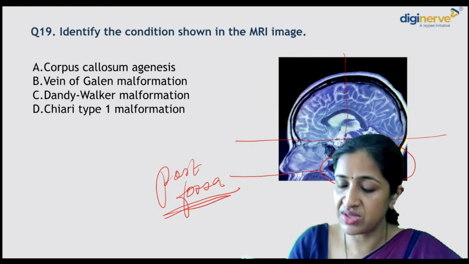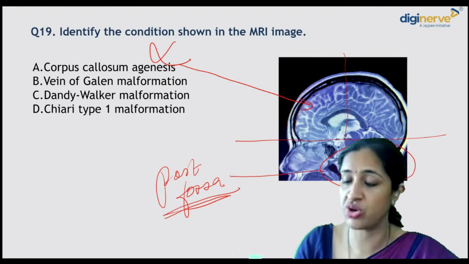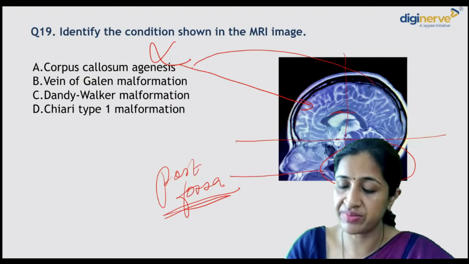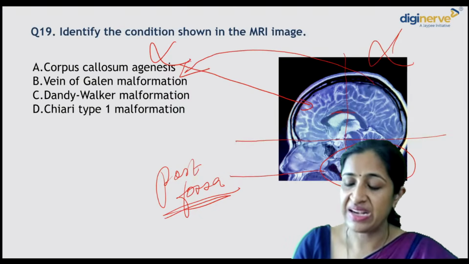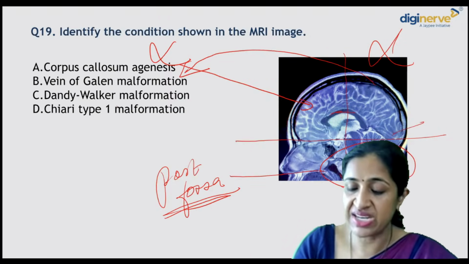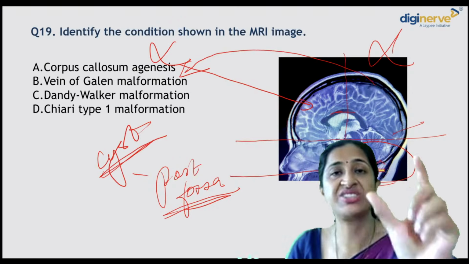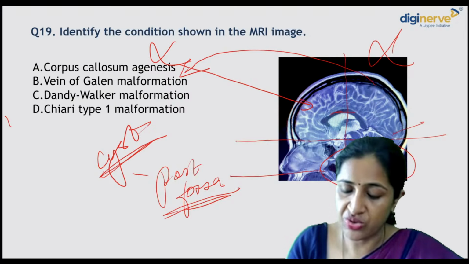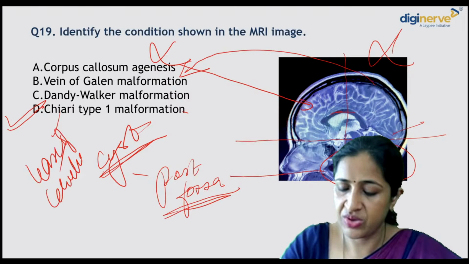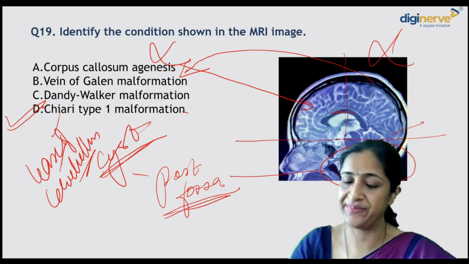So corpus callosum, this is corpus callosum. Okay. Corpus callosum is up here. So it is not corpus callosum. Corpus callosum is seen nicely here. Okay. Vein of Galen malformation is up here. So it is not vein of Galen. Dandy-Walker malformation should be in the posterior fossa here, but you should see it as a large cyst. This is a malformation at the base of the cerebellum. So this base of cerebellum you see what you call the Chiari type 1 malformation. So the correct answer is D.